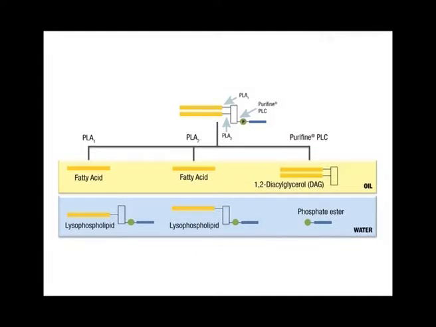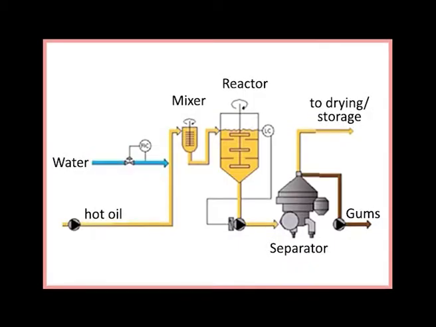The emulsion allows the enzyme to react with the phospholipids, transforming them into water-soluble lysophospholipids. This emulsion is broken by centrifugation, separating the gums and phospholipids from the oil. This process generates a better oil yield than traditional degumming or refining.